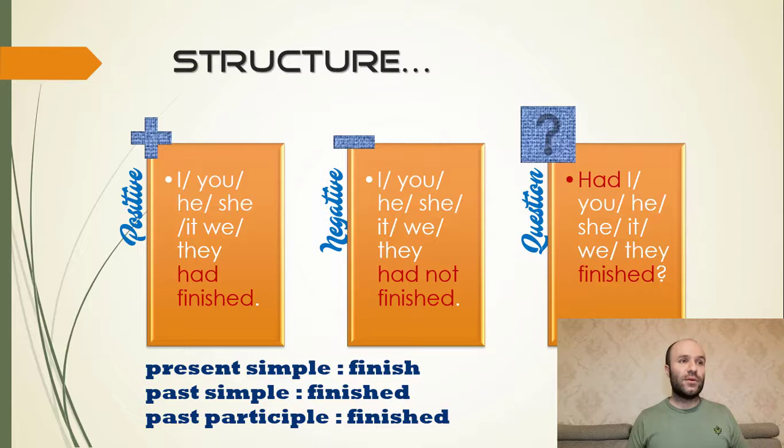A question form is very easy, just put had at the beginning of the sentence. Had I, you, he, she, it, we, they finished? Easy.